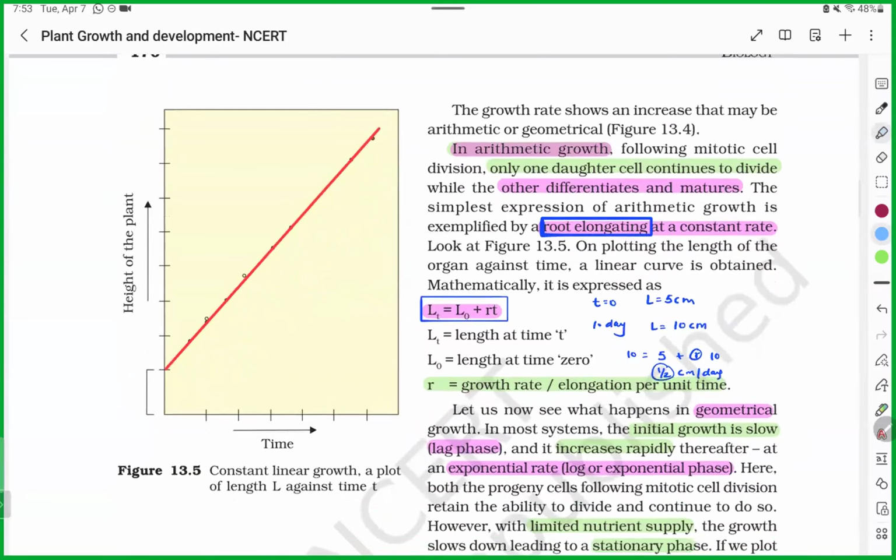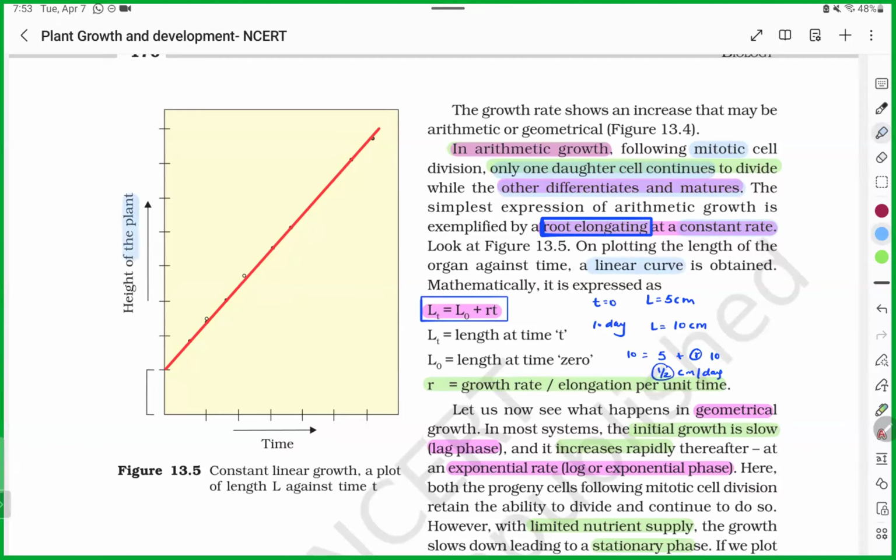Like in arithmetic growth, mitotic cell division will happen. Only one daughter cell will continuously divide, only one cell, not both. And another cell will become mature. One cell divides, another matures. Right? The simplest explanation is root elongation. Root elongation at a fixed rate. Correct? You know, the length of the root increases very slowly. So that's why one cell matures, one cell divides. Right? We get the linear curve.